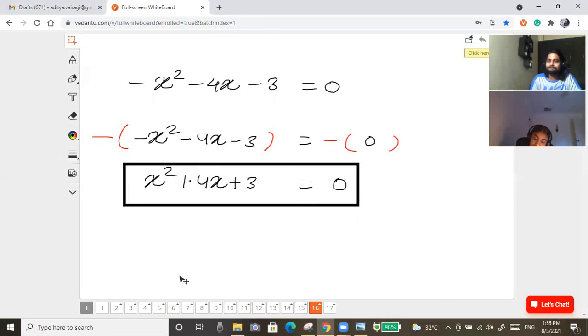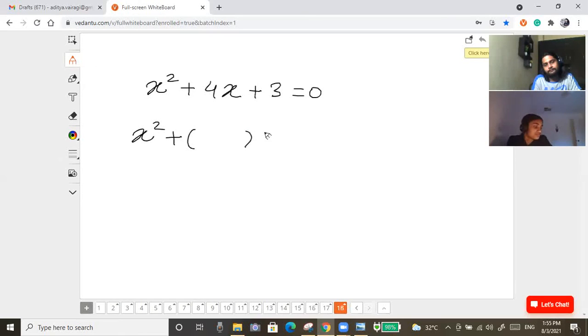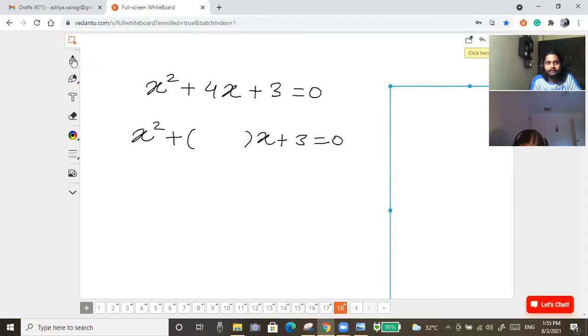Now we have to factorize it. And this time it will be pretty easy. x squared plus 4x plus 3 is equal to 0. You have to split the middle term, which is 4, and decide whether to use positive or negative sign in the middle, addition or subtraction. So are a and c positive or negative? Can you tell me?